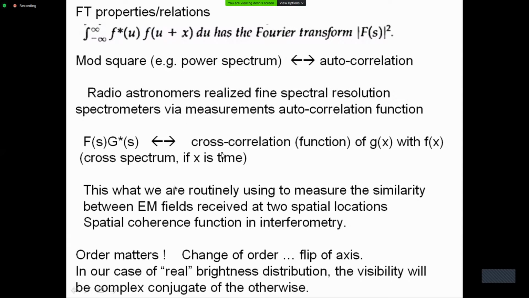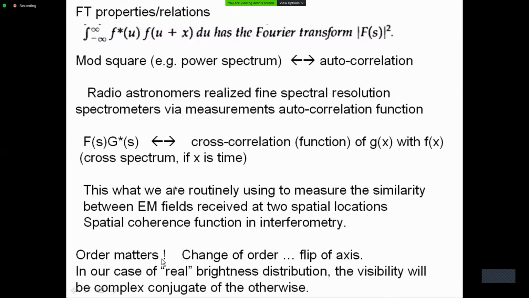You can also perform cross correlations, and what you will get is what is called cross spectra, if X happens to be time, and then S happens to be the frequency. This is what we routinely use in measuring similarity between the electromagnetic fields received at the two spatial locations, particularly in the two-element interferometer that we discussed at great length. And this will be a measure of the spatial coherence for that part of the sky at a given baseline.